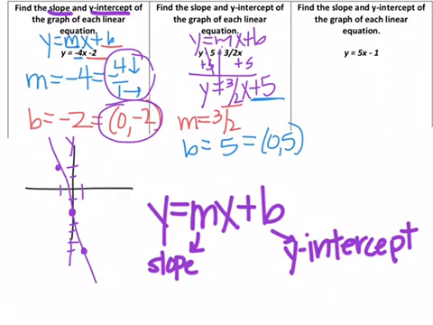Go ahead and try to find the slope and the y-intercept of this very last equation. It's already in slope-intercept form, so use that first example to help out with trying to find out what your slope is and what your y-intercept is. Pause the video and then come back to check your answer.